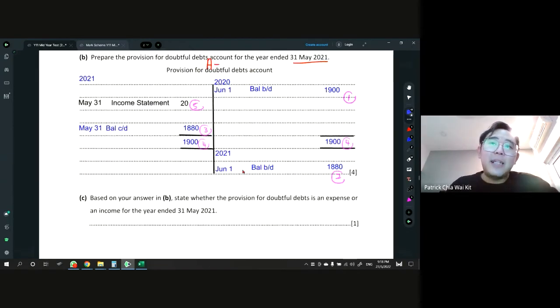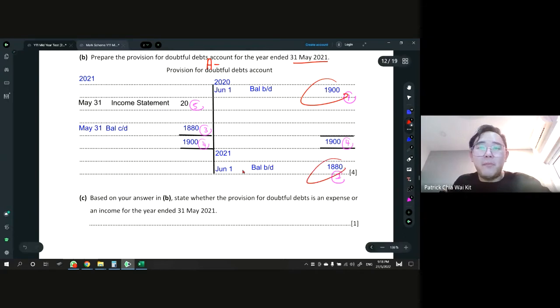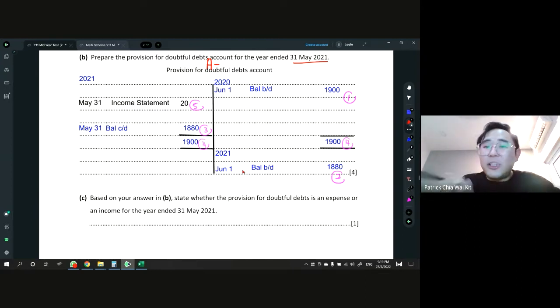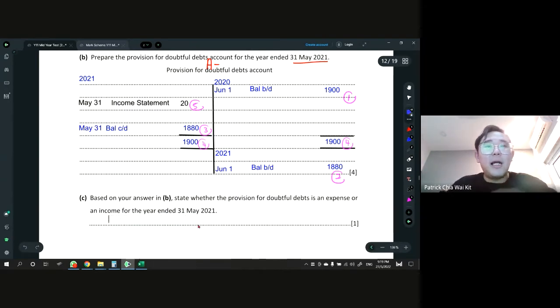So question B actually asks us whether this PFDD is an increase or decrease, which means the $20 income statement, is it an increase or decrease? So how do you know that? Just check the first balance BD, the top one, and compare it with the bottom balance BD. So ask yourself whether this is increase or decrease. So this is decrease. Decrease is good or bad? Decrease is good. For PFDD, decrease is a good thing, which means people actually pay us back. If they pay us back, then the chances of that becoming a bad debt reduces. So it's good. A good thing in our syllabus is going to be income. If it's a bad thing, then it's expenses.